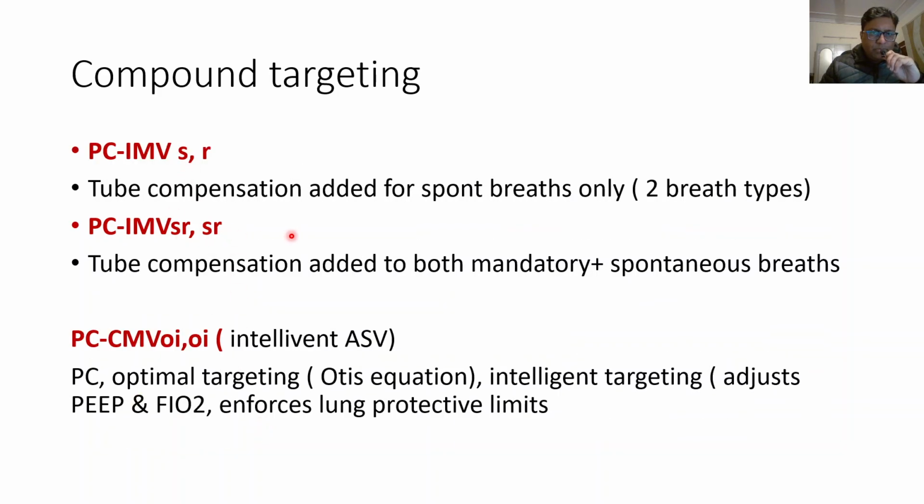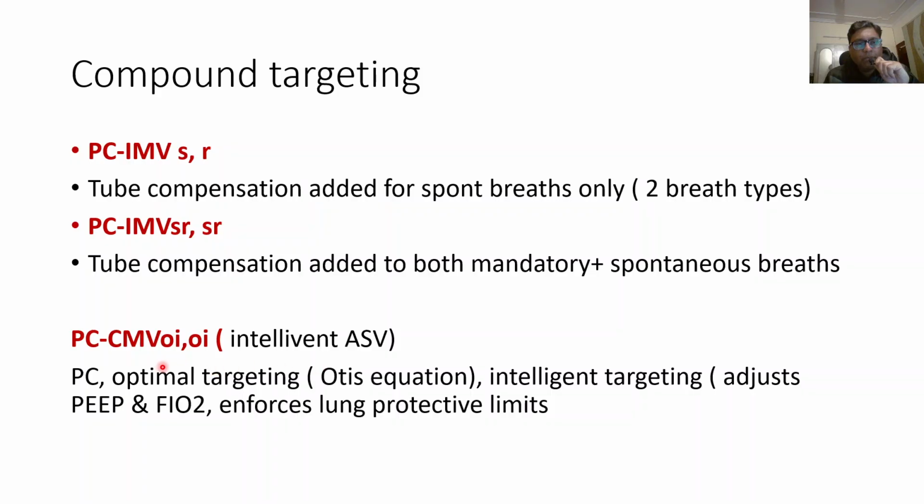So if you apply tube compensation on spontaneous breaths only, then the mode becomes PC IMV S oblique R. The second variable is for the spontaneous breaths of SIMV, where tube compensation is active. So that will be servo targeting. R denotes servo targeting. And if you apply tube compensation to both mandatory and spontaneous breaths, then it will be SR, servo for both types of breaths.